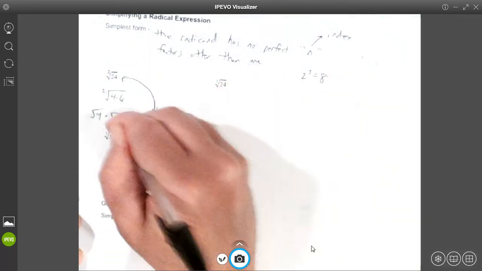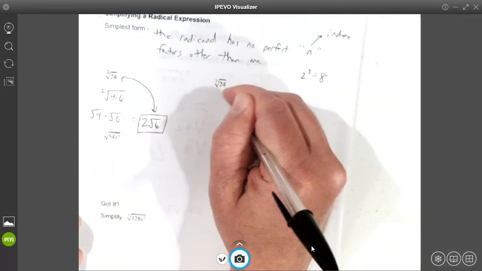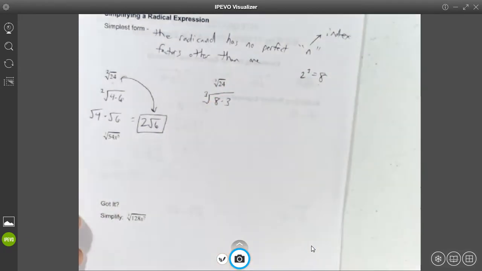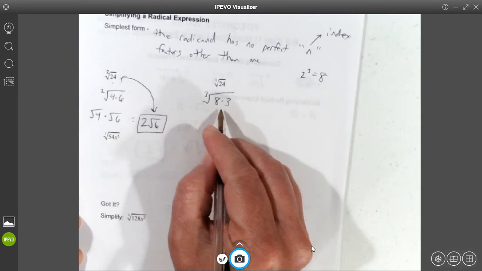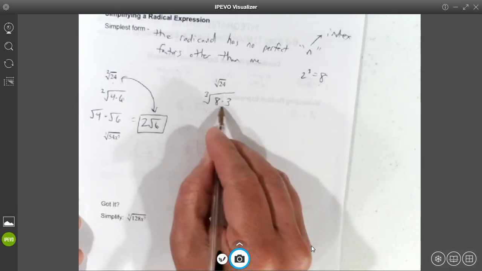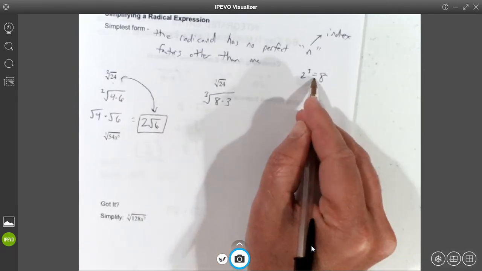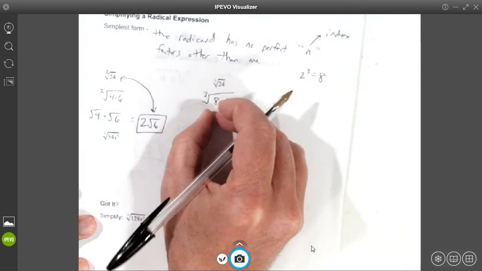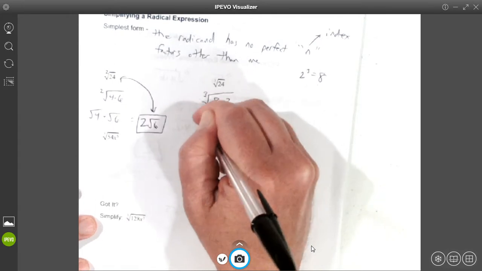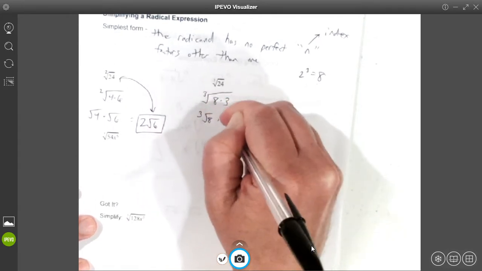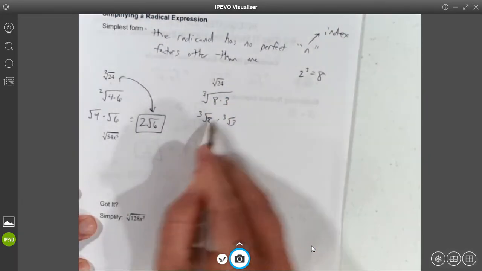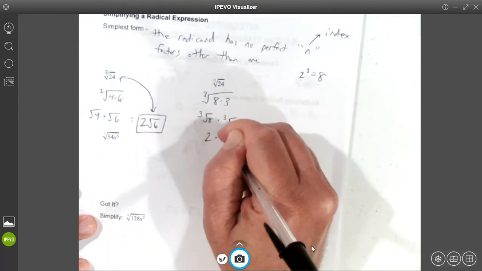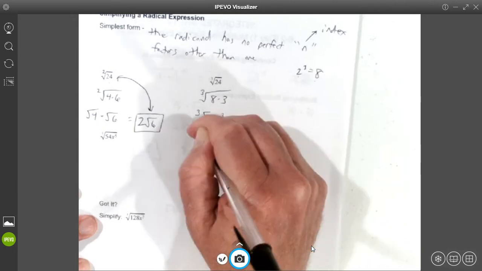So again, just like I did over here, I can break this apart into the cube root of 8 times 3. Now, why did I do 8 times 3 and not 6 times 4? Because neither 6 nor 4 is a perfect cube. I'm looking for perfect cubes now instead of perfect squares. Now, again, I can rip this apart. So that's the cube root of 8 times the cube root of 3. And the cube root of 8, you can see over here, is 2. So this would be 2 times the cube root of 3.